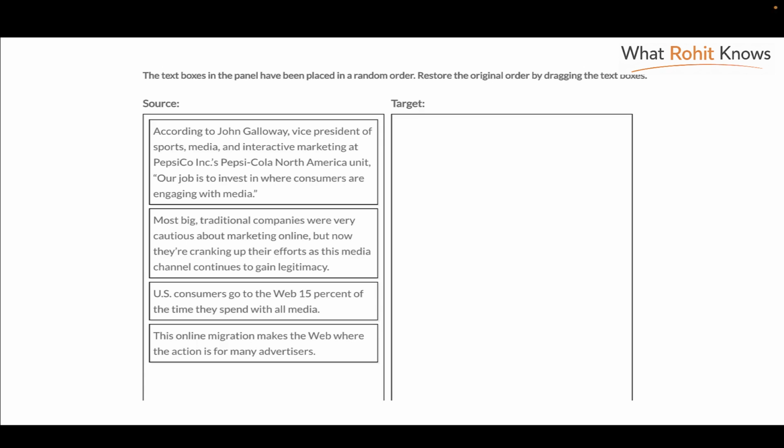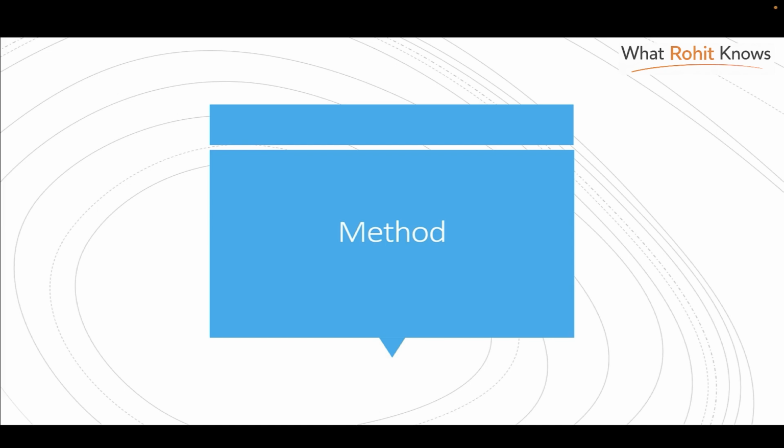So for each pair of paragraphs that is in correct order, you will get a point, and not just for having the individual paragraphs in the right order. They must be in the right order relative to each other. Or in other words, for each pair that is in correct order, you will get a point. Let's look at the method now.